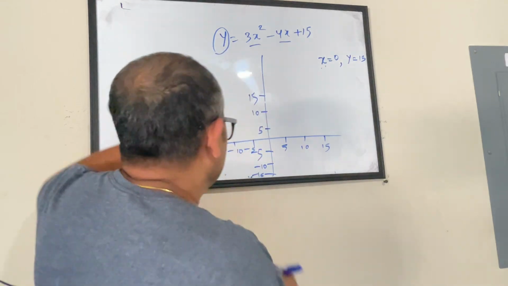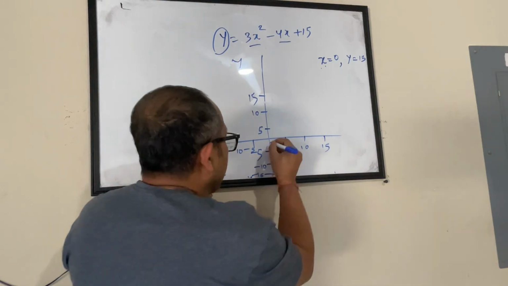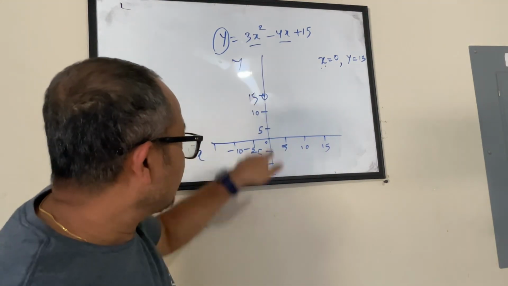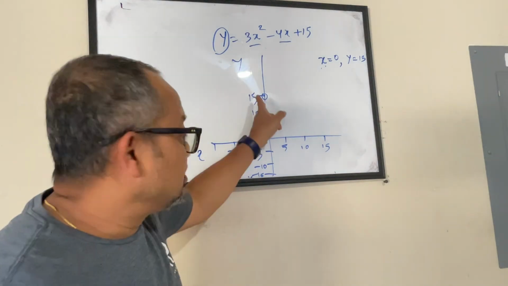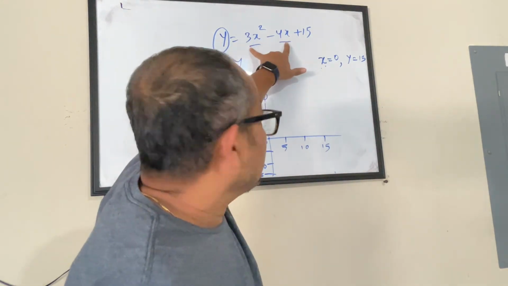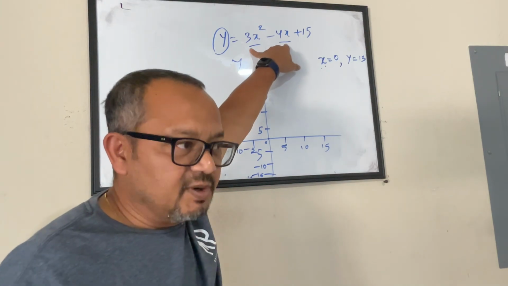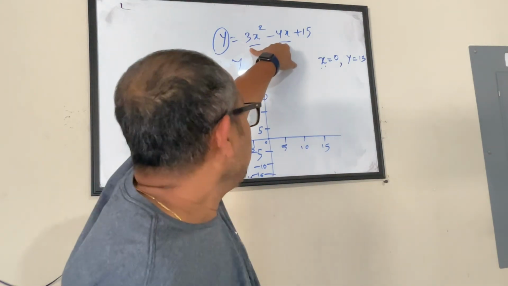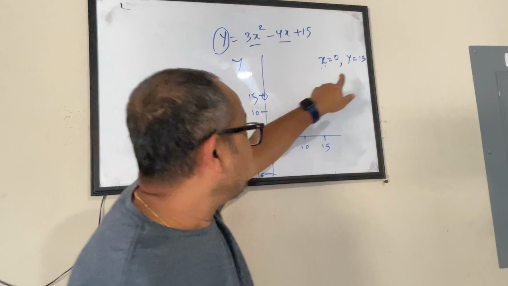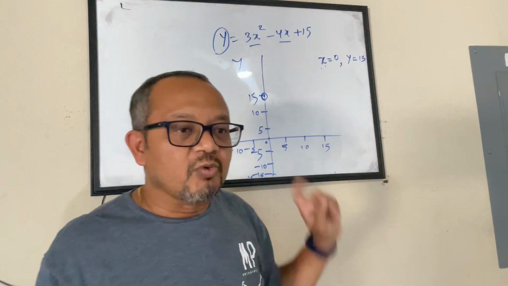Now, this is my x-axis, this is my y-axis. So when x is 0, y is 15. This is my first point on the y-axis. You can call this a y-intercept, meaning this quadratic equation is going to plot a parabola for sure. That is one thing you have to believe me for now. When you put x equals 0, you get a value of y as 15, and that becomes your first point on the parabola. This is also called the y-intercept.